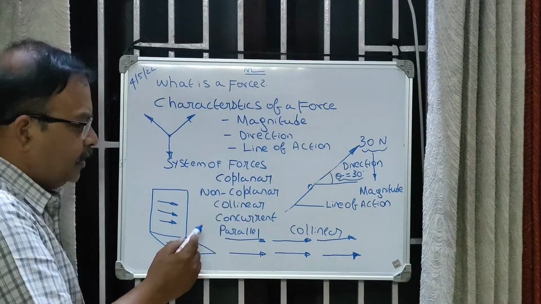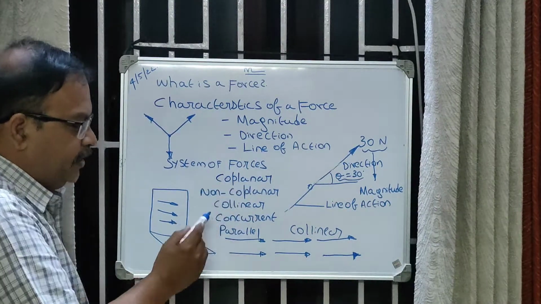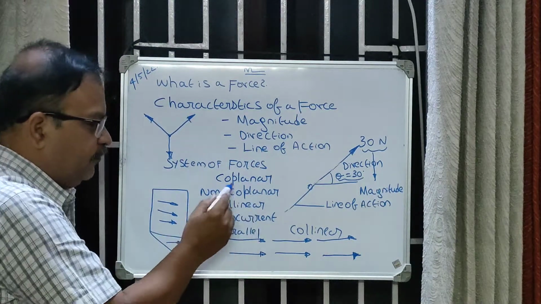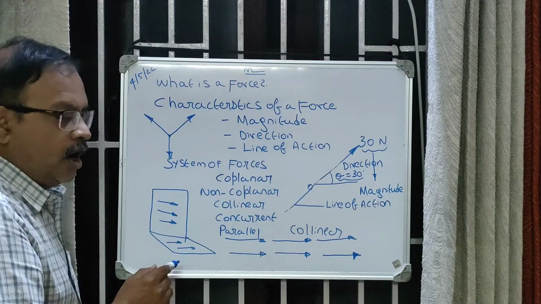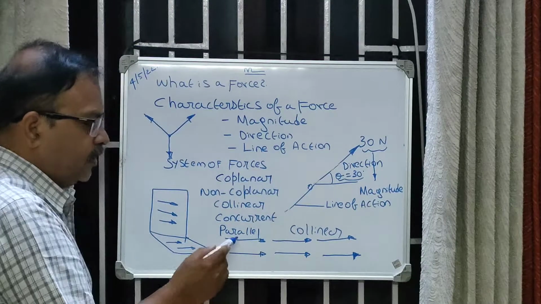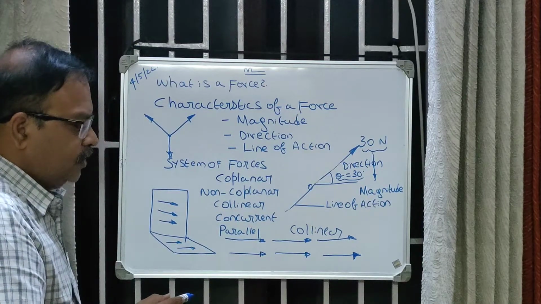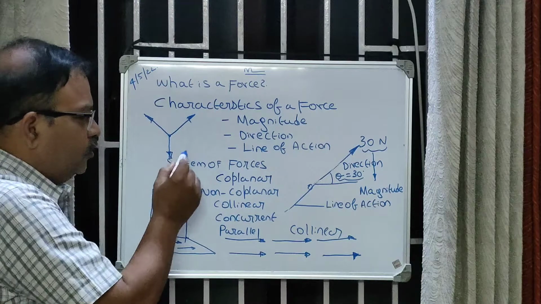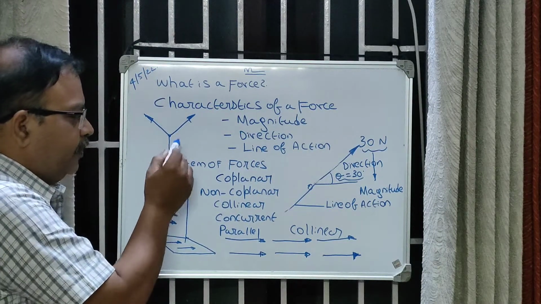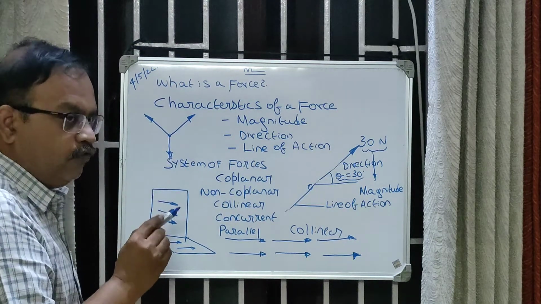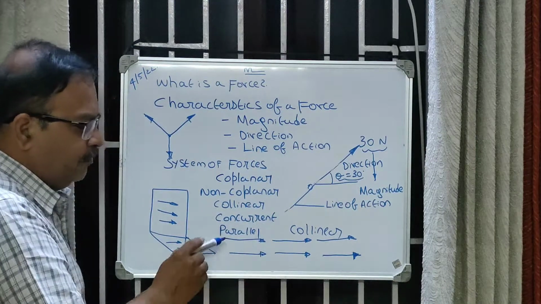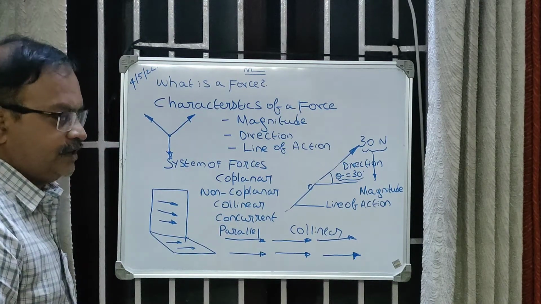Coplanar forces are nothing but when the forces are acting in the same plane, they come under the category of coplanar forces. When the forces are acting in different planes, they constitute a non-coplanar force system. When all the forces act on the same line, then they are called as collinear forces. Then when the forces acting on a body or a particle converge at a single point, then they form a concurrent force system. When the forces are acting parallel to each other, then they constitute a parallel force system.